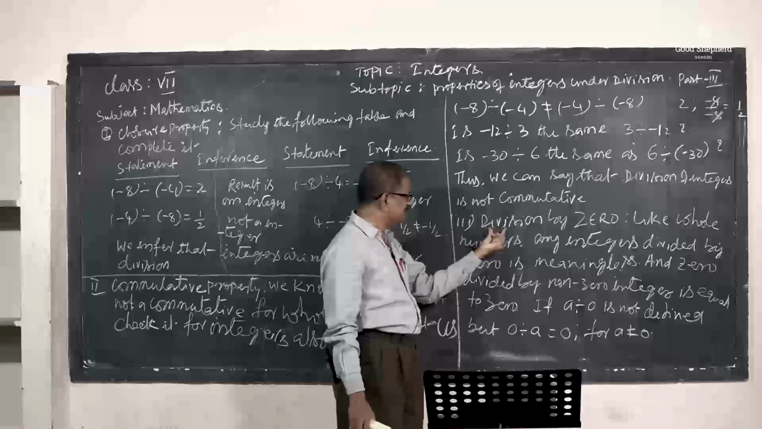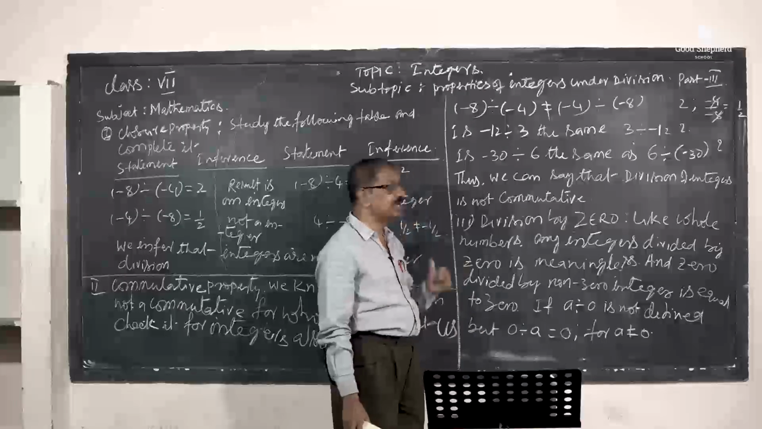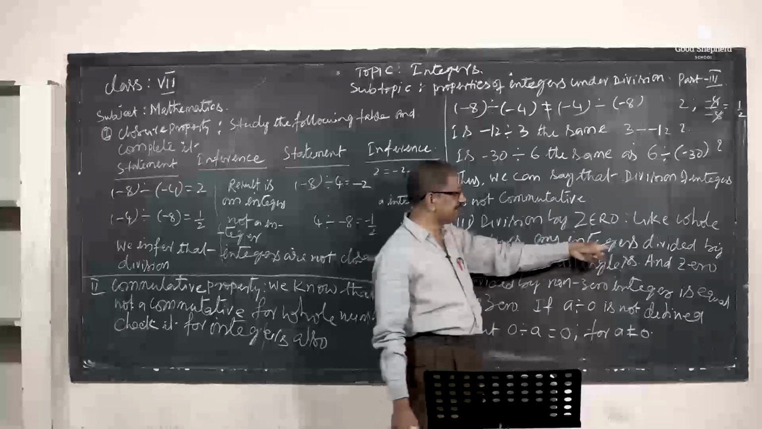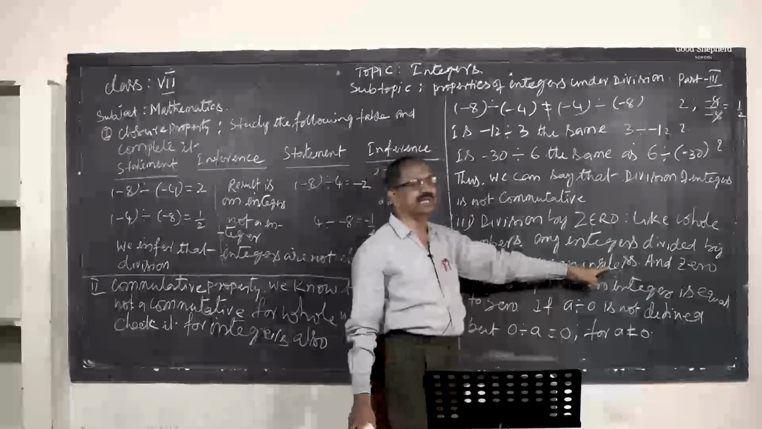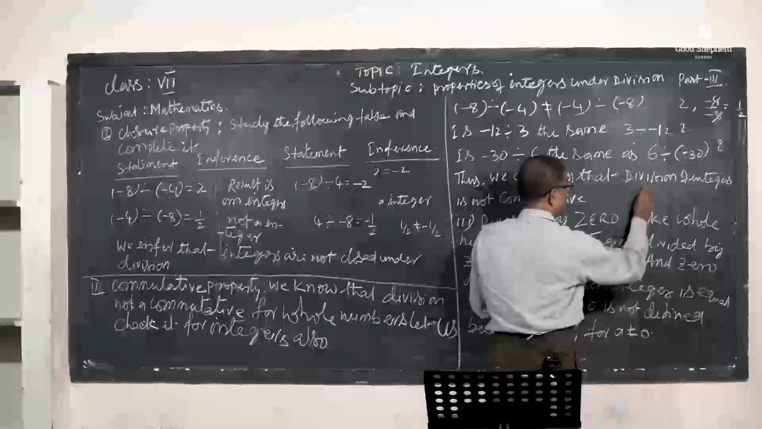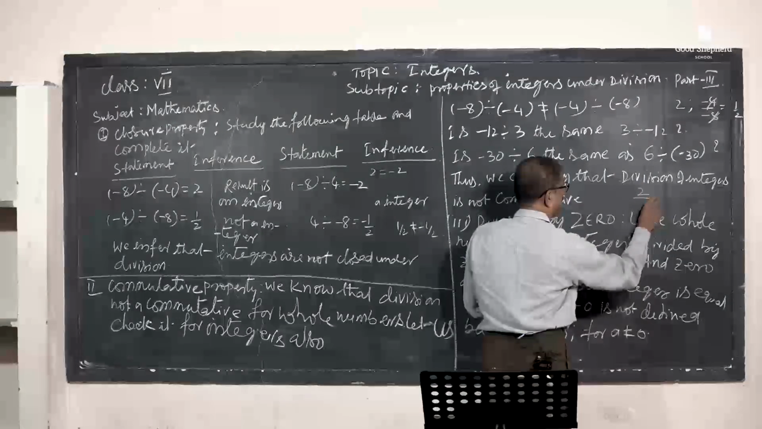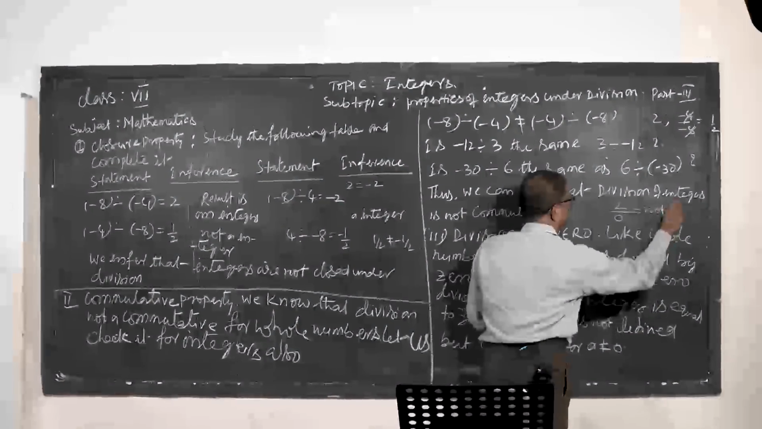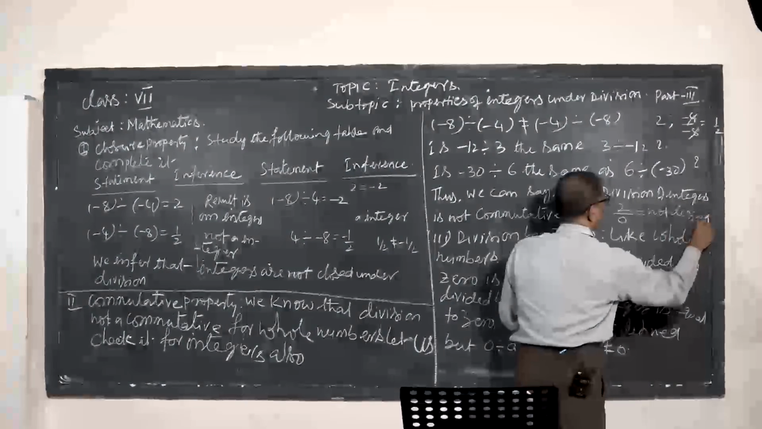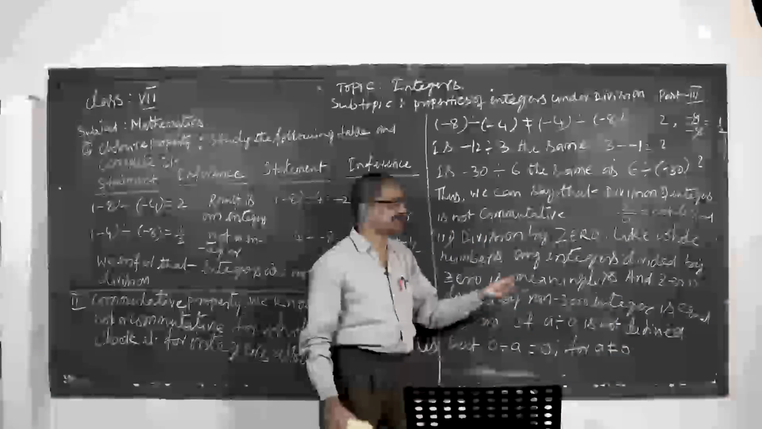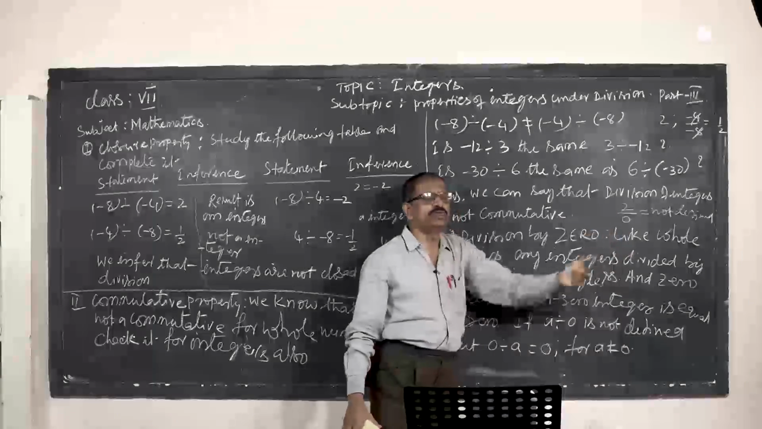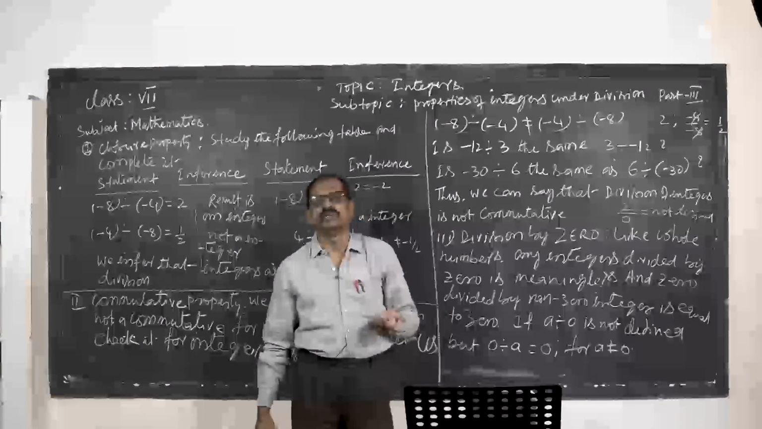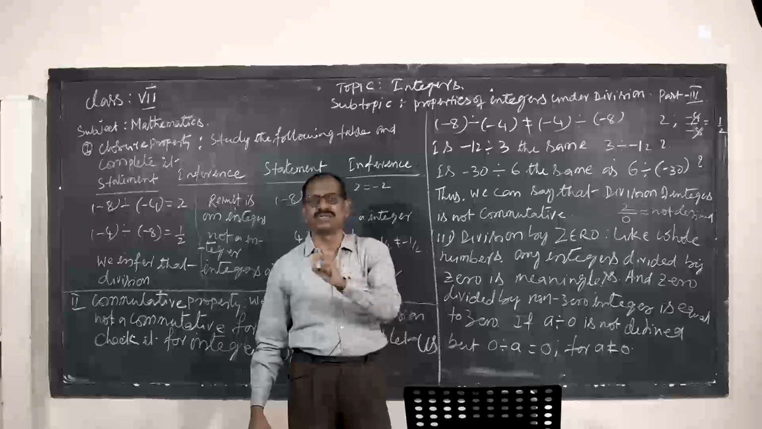The next is division by 0. This is very interesting. Like whole numbers, any integer divided by 0 is meaningless. Here, the number 2 divided by 0 is not defined. Because it is not defined, it is meaningless. We cannot divide any number by 0. In future classes we will learn that a number divided by 0 is called infinity, that means an undefined term.